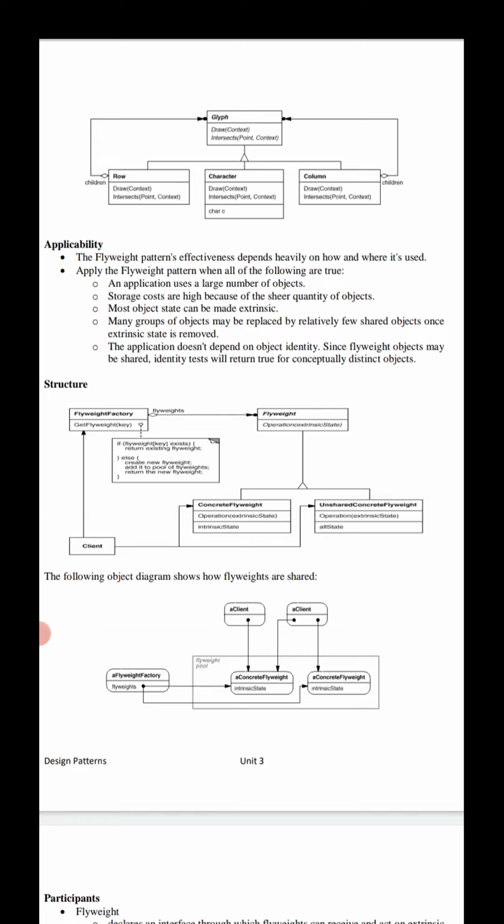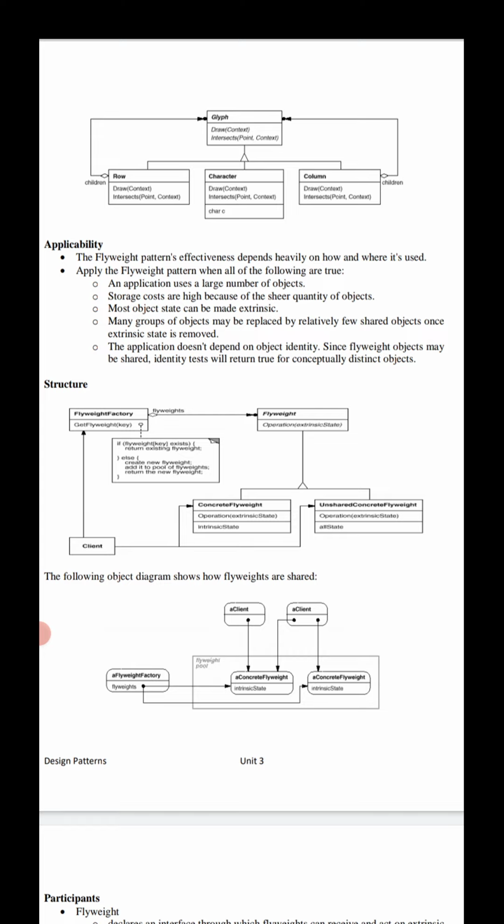Coming to the next: most object state can be made extrinsic. Extrinsic states are not constants and need to be calculated on the fly; they are not stored in memory. Coming to the next key point, many groups of objects may be replaced by relatively few shared objects once extrinsic state is removed.